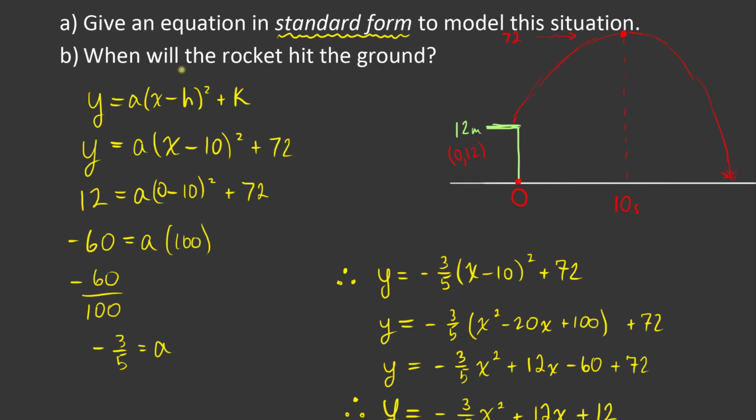Question B, when will the rocket hit the ground? Now that I have two versions of the equation, I can choose whichever version I want to use, and I need to decide at what time, so this is a time here, when did the rocket hit the ground? Well, that's a 0. I'm looking for the zeros. I need to decide how I am going to solve for the zeros in this equation.